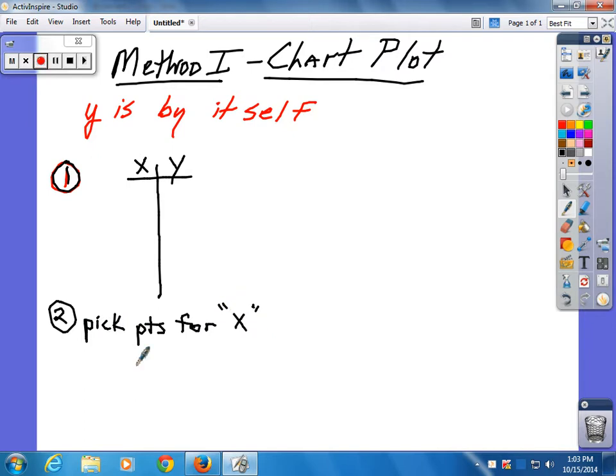Now, 90% of the time, I'm going to pick these 5 points: -2, -1, 0, 1, and 2. Why do I pick those 5 points? Why don't I pick -100, -50, 0, 50, and 100? Why do I pick those points? Why am I going to pick these points?